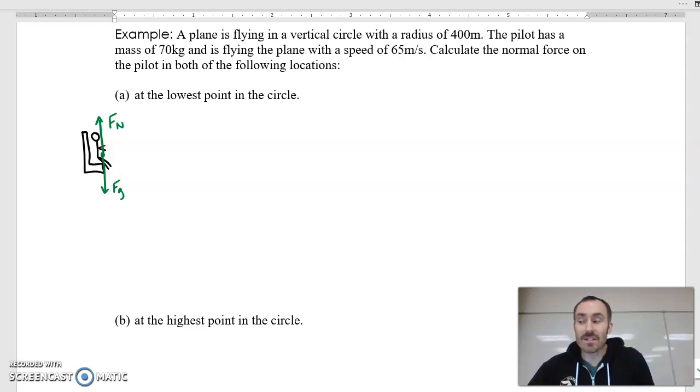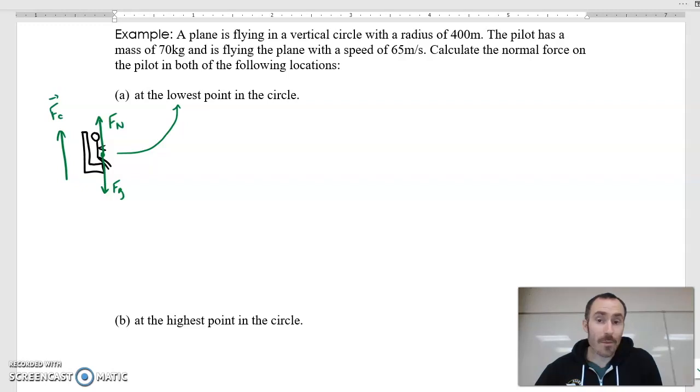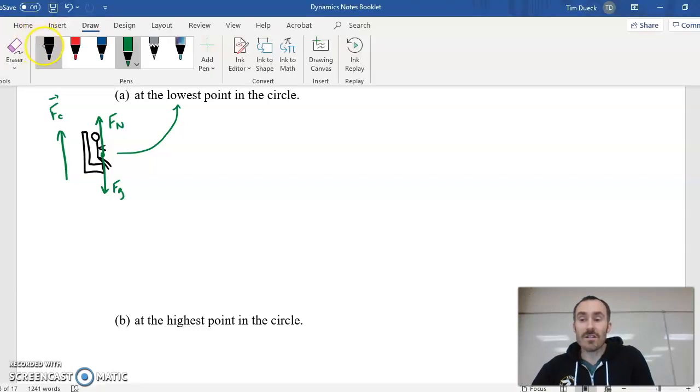And so the centripetal force, in this case, at the lowest point in a circle, this plane is going to start swinging upward, and so the centripetal force is going to be toward the center of the circle. So the total centripetal force is this way. But that's not a separate thing. We're saying that the normal force and the force of gravity, when you add them together, give you this centripetal force vector.